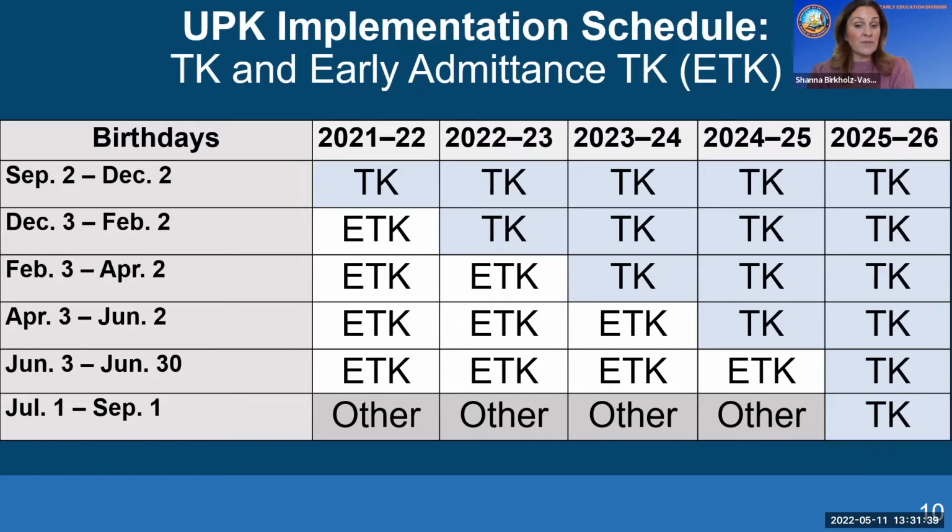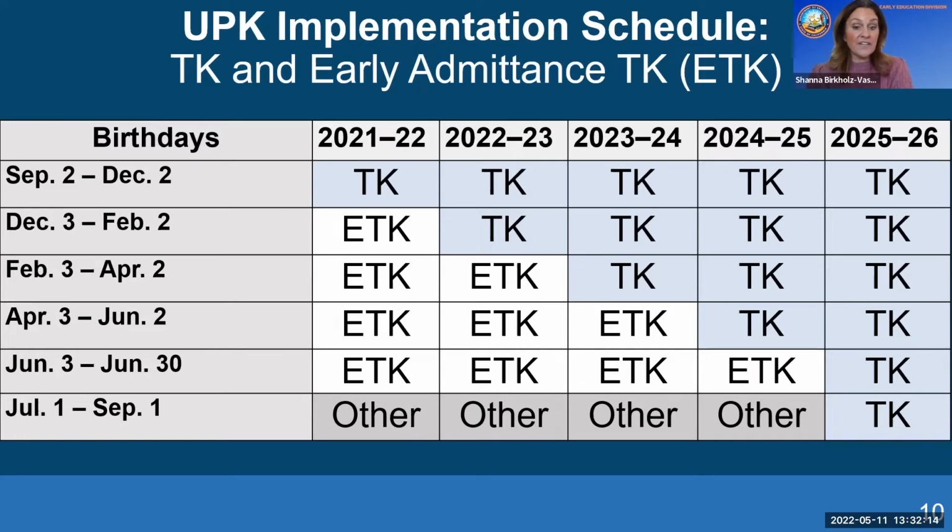In 2022-23, TK students are eligible if they turn 5 years old between September 2nd and February 2nd. At district discretion, children turning 5 between February 3rd and the end of the school year can be included in ETK. Rules for children with birthdays between July 1st and September 1st remain the same. Also this year, ratios are modified to a 1-to-12 adult-child ratio and a class size of 24.